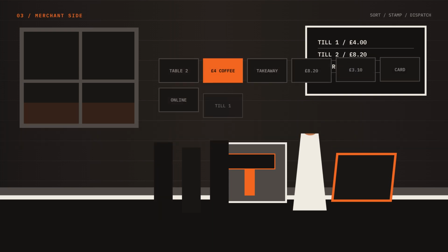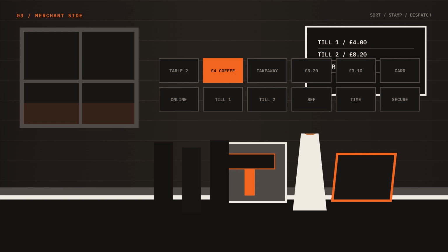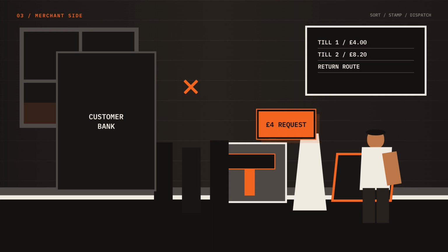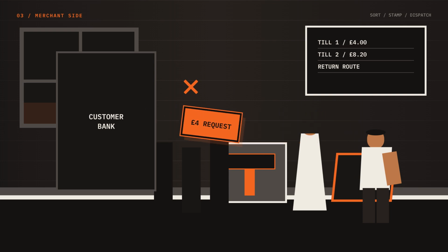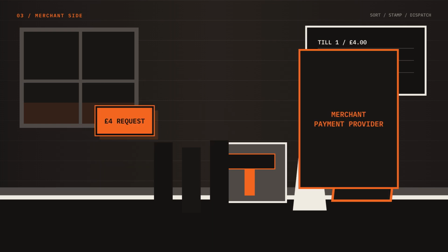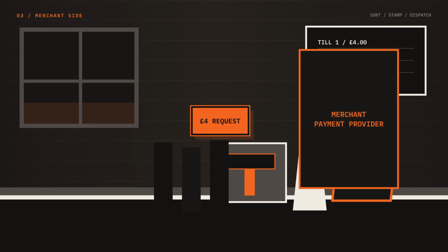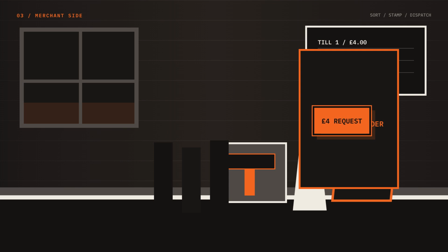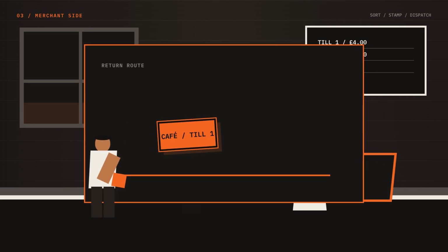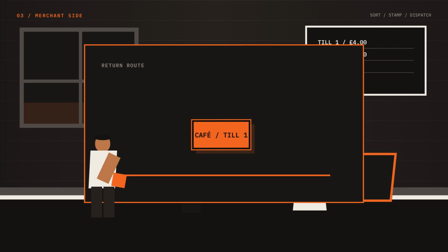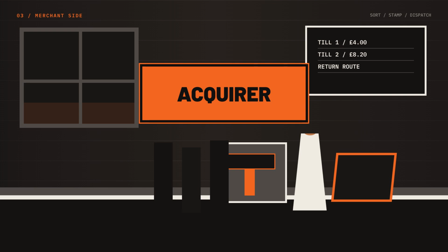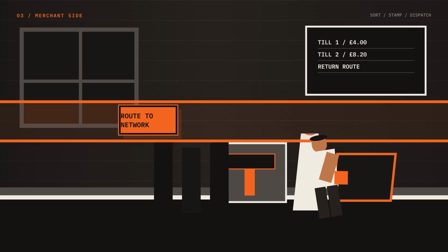The request does not jump directly to your bank. It first passes through the cafe's payment setup. A processor, payment facilitator, or acquiring provider may be involved. For now, call it the merchant's payment provider. It checks which merchant sent the request, attaches a return route, and dispatches it onwards. In card industry language, the provider connecting the merchant side is often called the acquirer. It is the cafe's doorway into the wider card system.